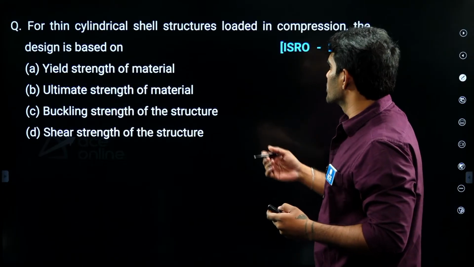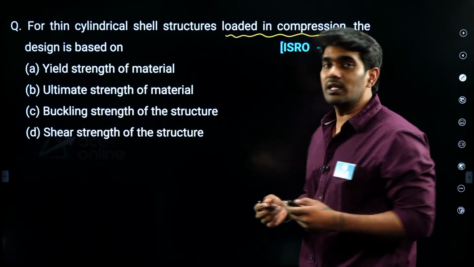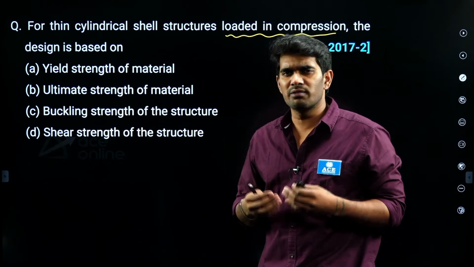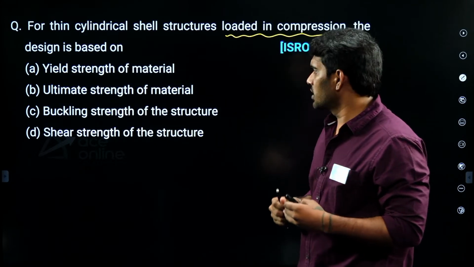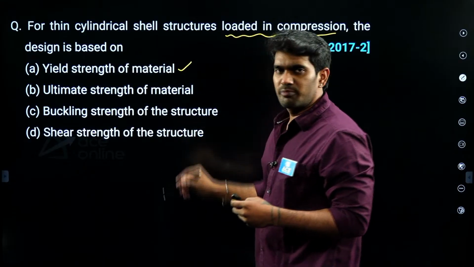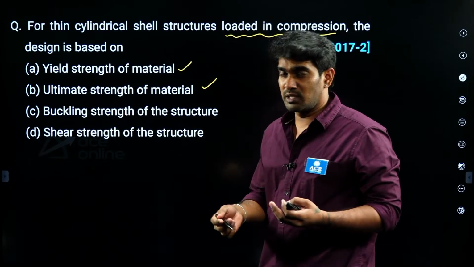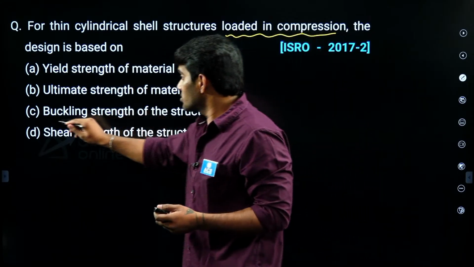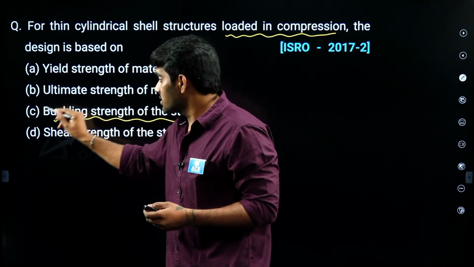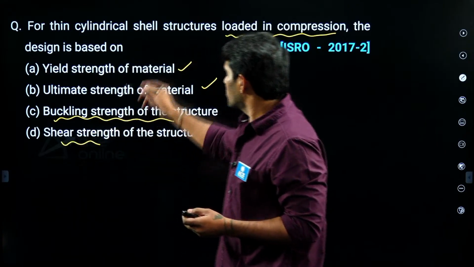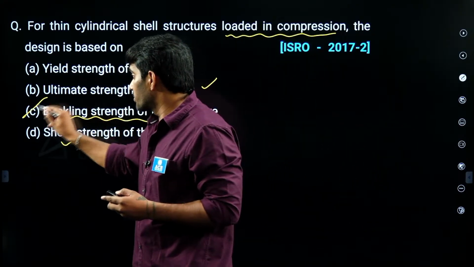For thin cylindrical shell structures loaded in compression. Now here the member is loaded in compression. If that is loaded in compression, we need to design for the compressive strength, right? Now among the four options, what is the compressive strength? That is what we need to check. Yield strength of metal, he didn't specify whether that is tensile or compressive. Ultimate strength, so considering them to be tensile in nature. Now buckling strength of the material, see here, so our buckling strength of the structure is considered to be the compressive strength. It is not shear strength. Yes, obviously as it is subjected to compressive loading, it has to be designed for compressive strength.